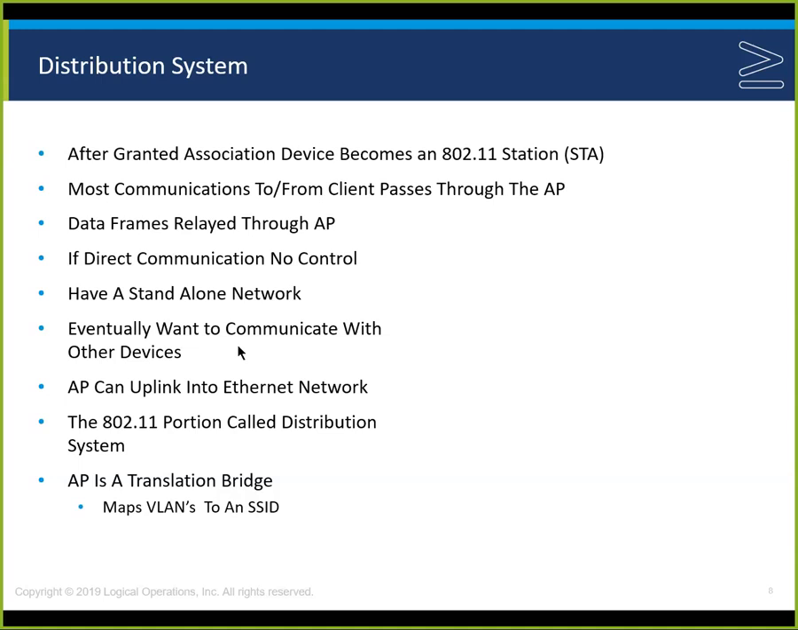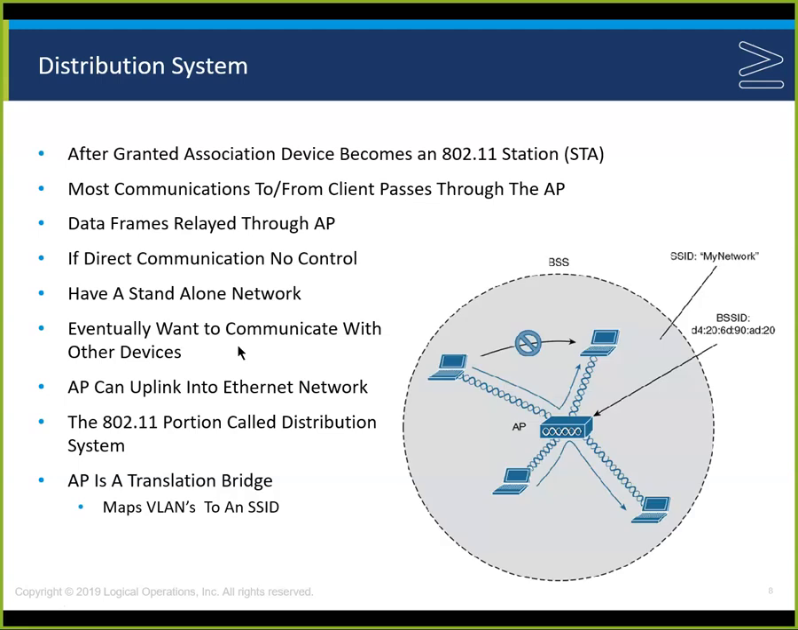The access point is a translation bridge. That's the other thing that's pretty neat about these. A translation bridge maps the VLANs to an SSID. We will be able to have multiple SSIDs on an individual access point. Yours at home probably has that capability now. The new ones do, the older ones didn't. The new ones now have your network, and then you've got a guest network.